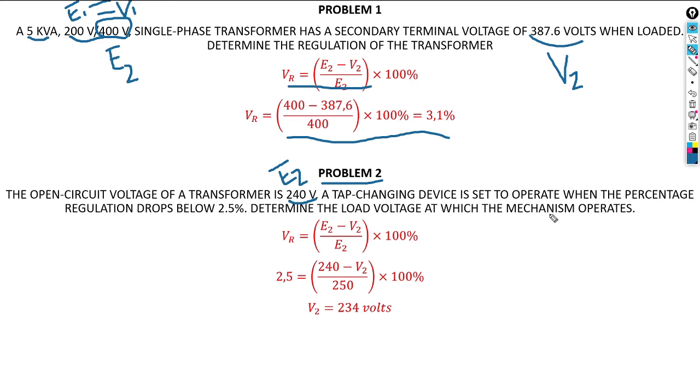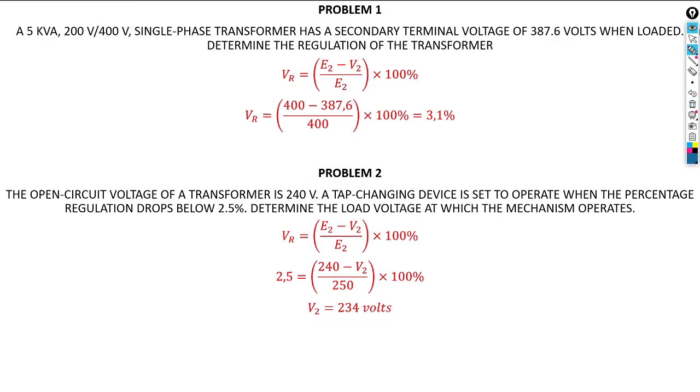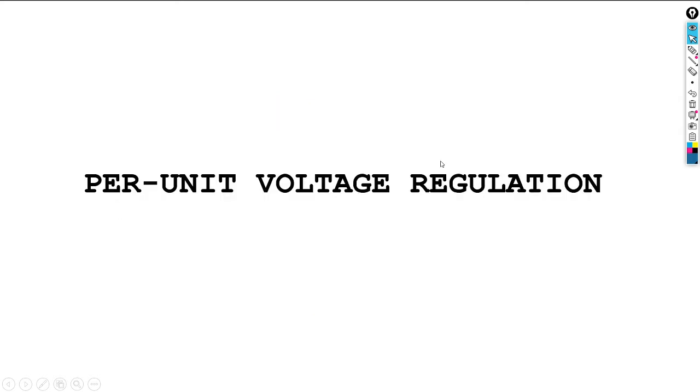And then it states the percentage voltage drop, which means they give us the voltage drop, our VR, voltage regulation. And they say we must calculate what will be the V terminal. And then you do some application here, you get your V terminal, which is the V2. Okay? So once you understand this, now let's have a look at the per unit impedance voltage regulation.